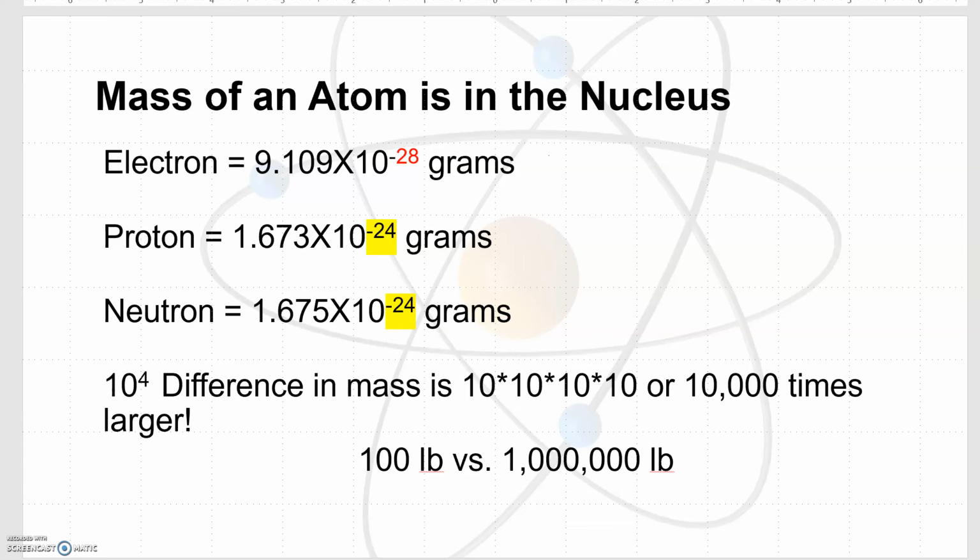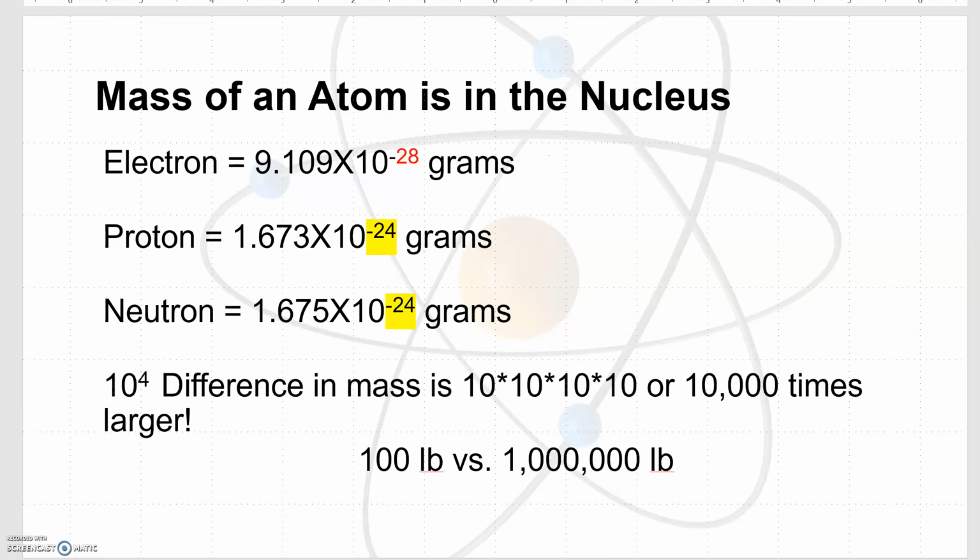All right, the mass of an atom is in the nucleus, so pretty much all of that mass is contained within the nucleus with protons and neutrons. If you take a look at the masses of these in grams, you can see that they're very, very small, times 10 to the negative 24th and times 10 to the negative 28th. Also, I want to point out that the neutron and the proton are very similar. So 1.67 times 10 to the negative 24th grams.